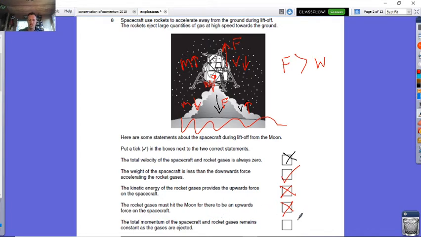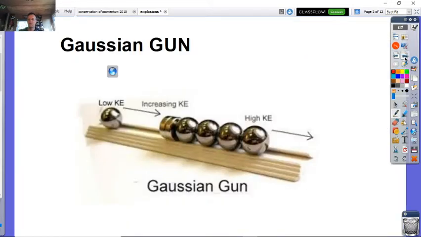And then finally, the total momentum of the spacecraft and the rocket gases remains constant as the gases are ejected. Well, that is true. Momentum before must be equal to momentum afterwards. Conservation of momentum. So the true answers are that one and that one. I hope you got them correct.